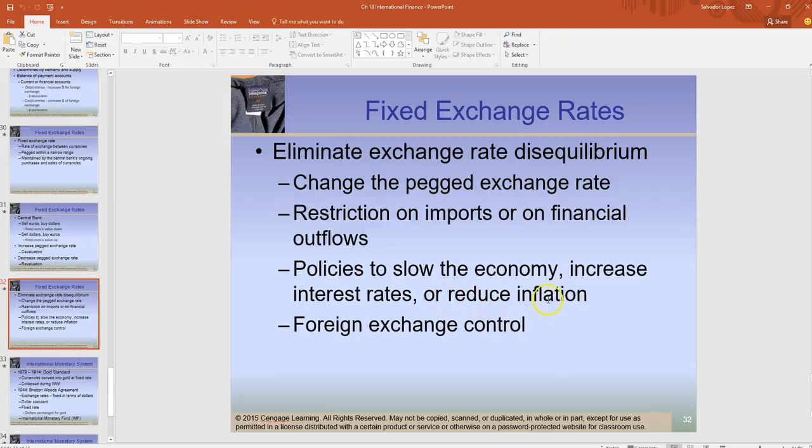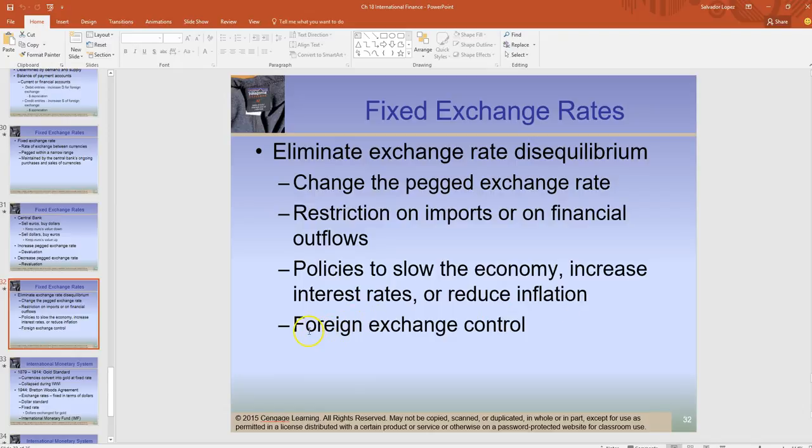Another one is to reduce inflation. If the prices of things in Venezuela are reduced, then the items are cheaper, more attractive to foreigners. They will buy more Venezuelan goods and services, and that increases the demand for Bolivars, and therefore makes the Bolivar appreciate in value.